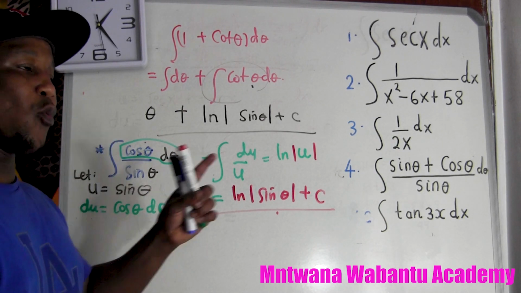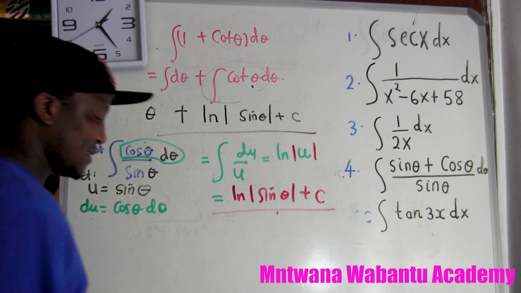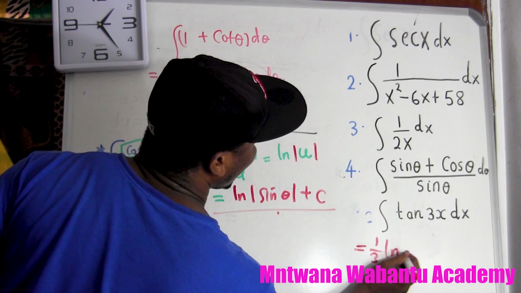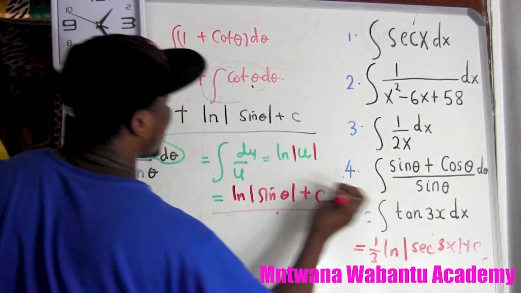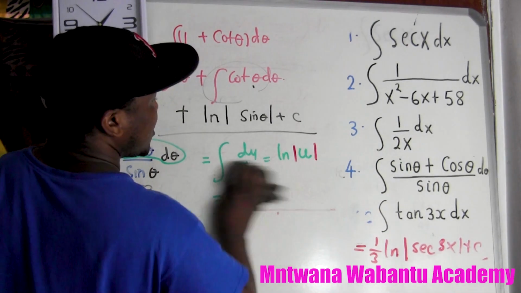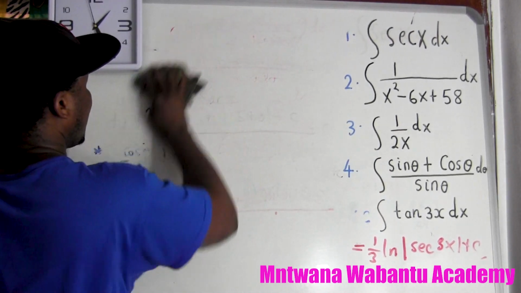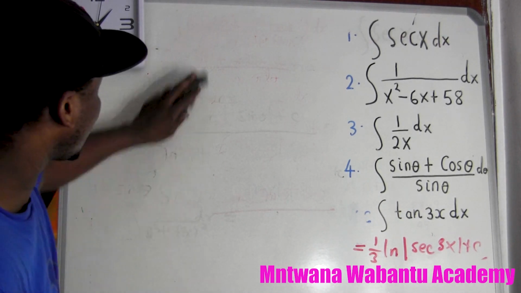The last question is going to be 1 over 3 ln absolute sec 3x. So let me predict: it's going to be 1 over 3 ln of sec 3x, plus c because there's no limit. Let's go to the last question.